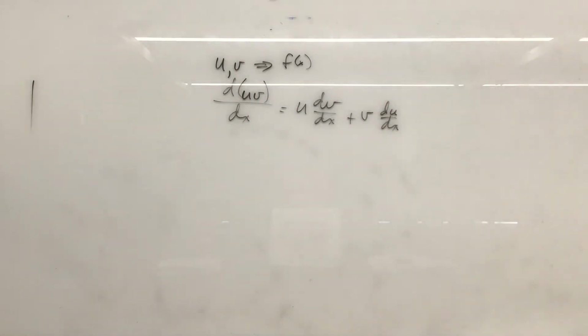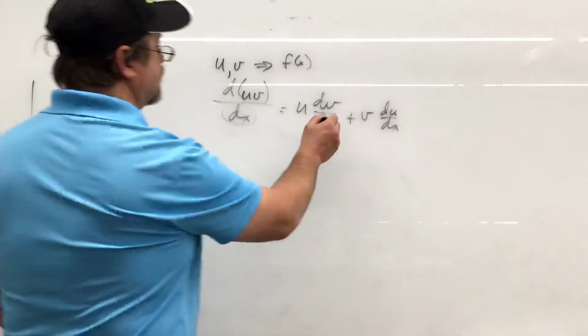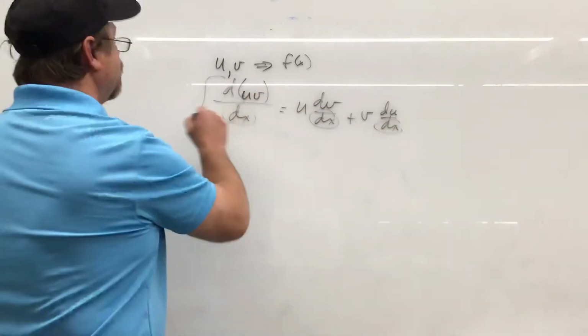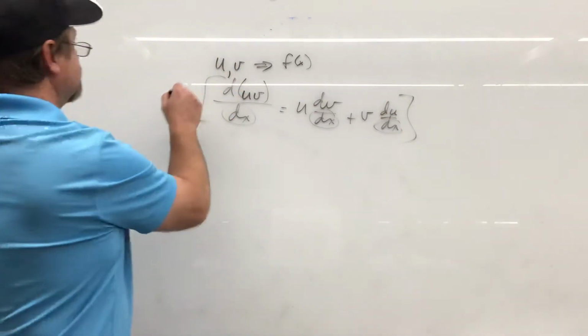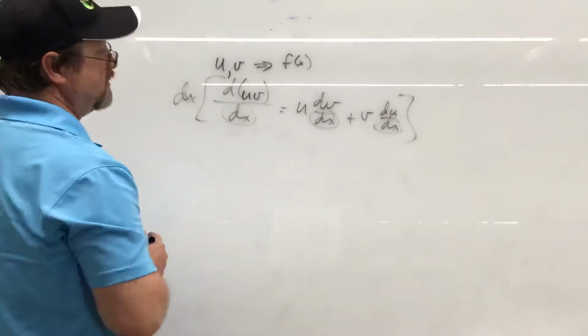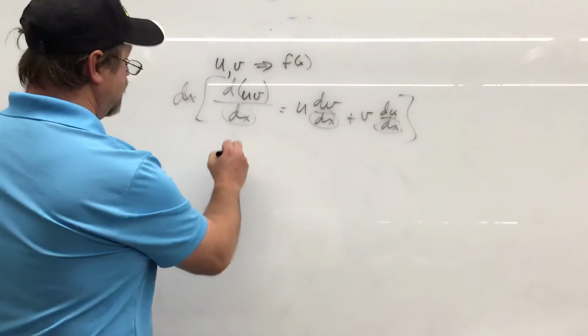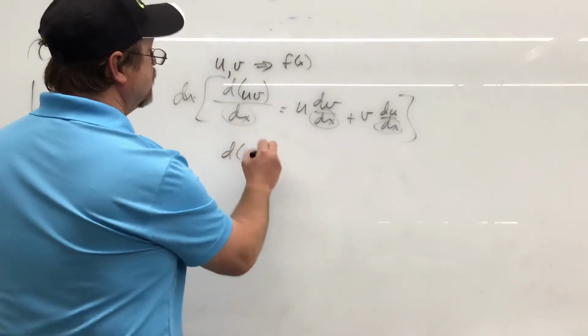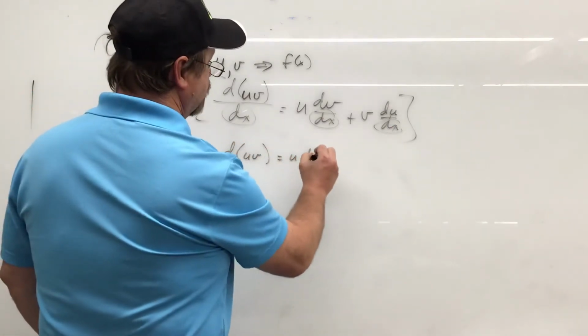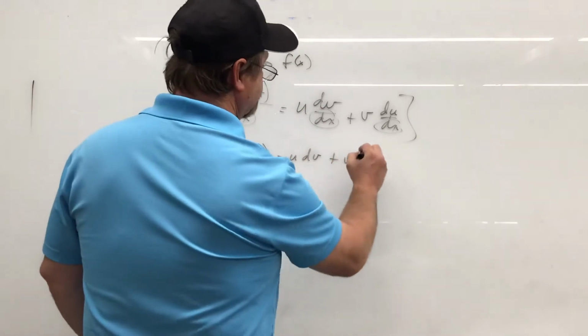Now thinking of this in terms of a fraction rather than a derivative, we look at dx here, dx here, dx here. If we multiply this whole thing by dx, it's going to effectively just wipe out all the denominators. And I'm going to have the differential of uv equals u times the differential of v plus v times the differential of u.